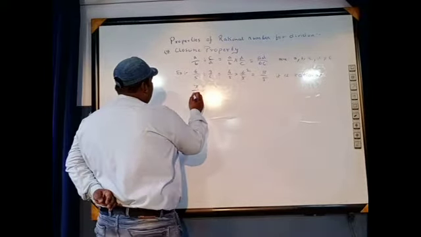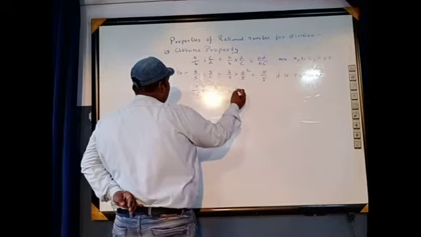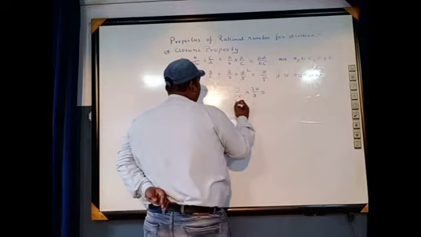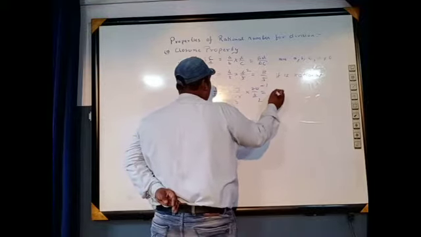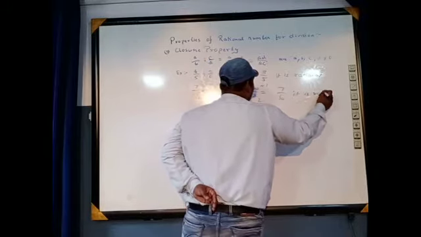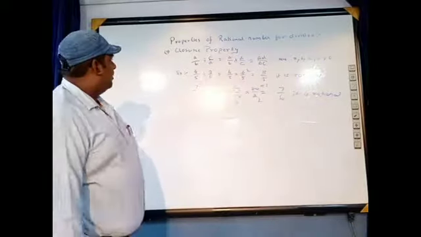Another example, 7 by 15 divided with 8 by 20, you will get 7 by 15 into 20 by 8, you will get 7 by 6, that is rational. In both places we have got rational number.